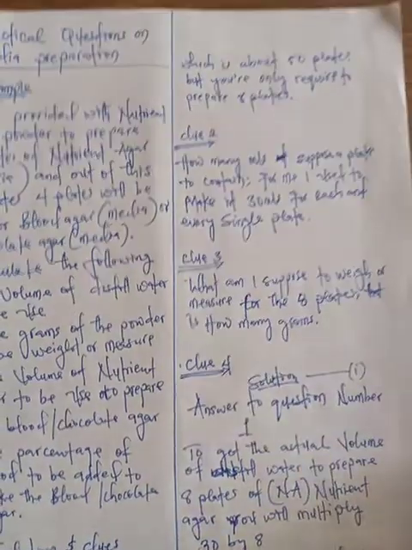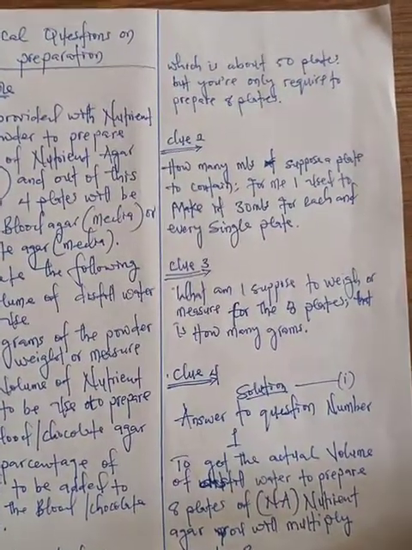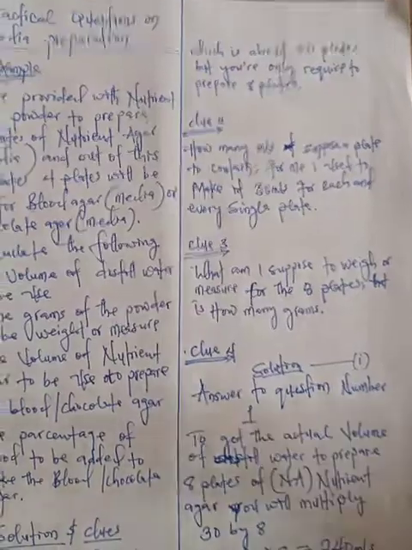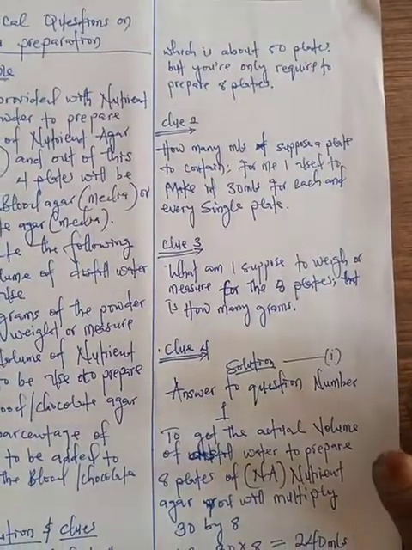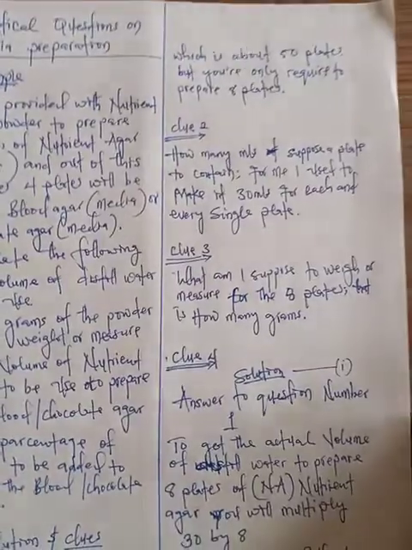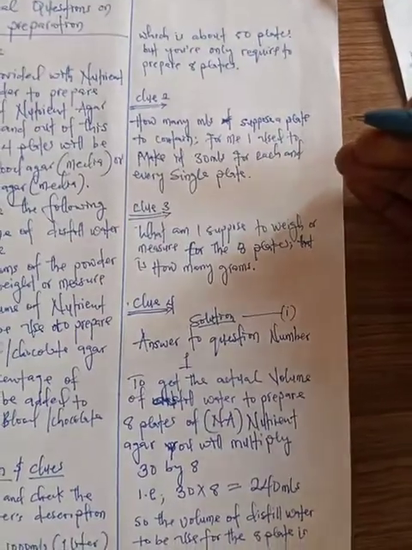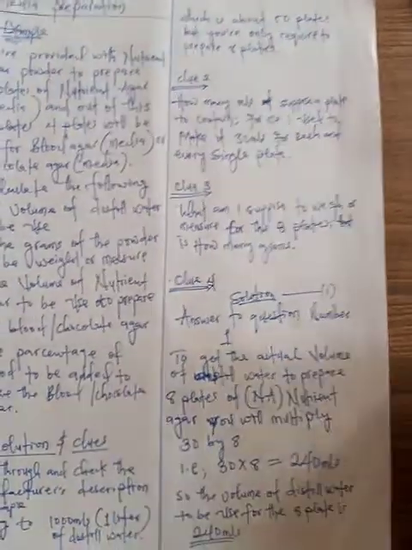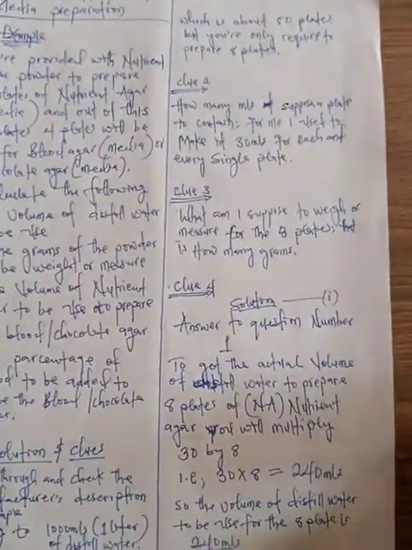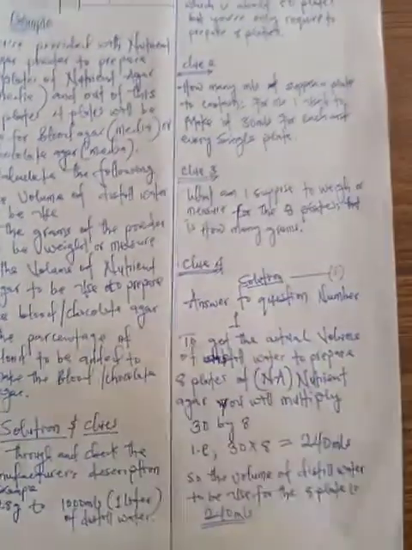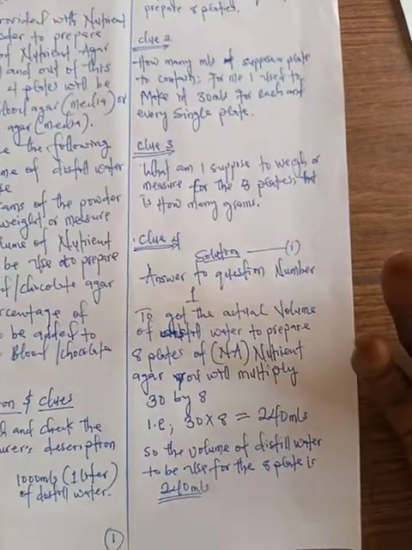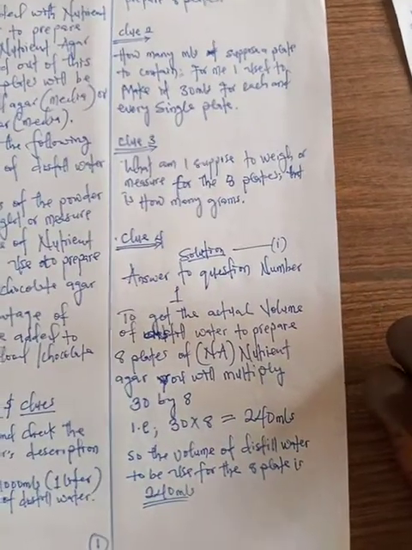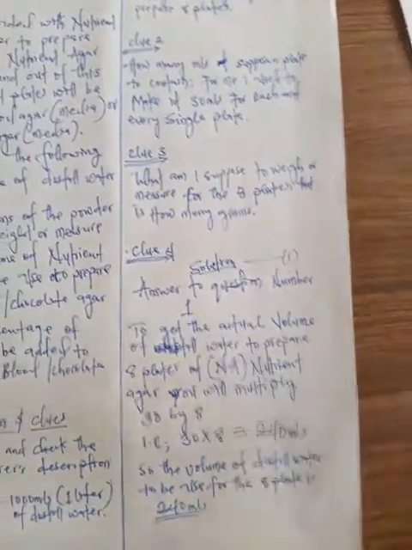You understand? So clue number 3 is, what am I supposed to weigh or measure for the 8 plates? That is, how many grams. After knowing the volume of distilled water to be used for each single plate, then you will have to know the grams to weigh. How many grams are you supposed to weigh in order to get these 8 plates that you are in need of?